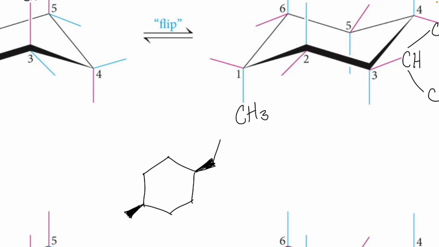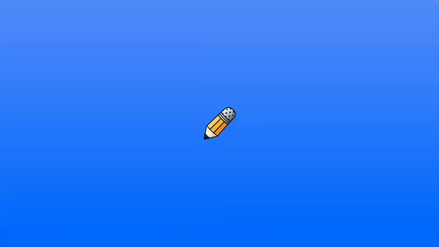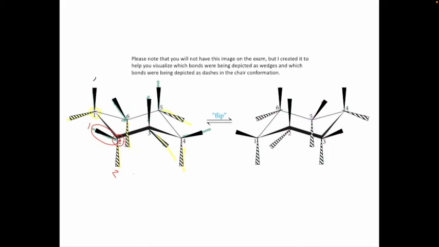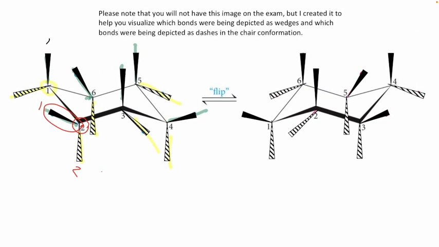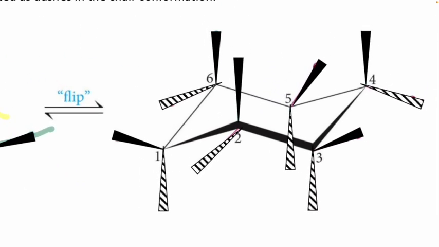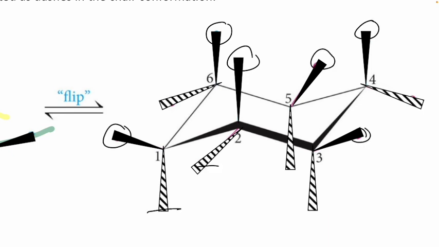If you look on Canvas, I made a little cheat sheet, and you're not going to have this for the exam, but just so you can see, here is a diagram where all the dashes and wedges are filled in. And again, if you just look at each carbon, you'll notice that the bond on top is always the wedge. The bond on bottom is always the dash, and that doesn't mean it's always axial, though. They're two different things. We've got to keep them separate in our mind. We can't always say wedge is axial. It's not that straightforward. Okay.